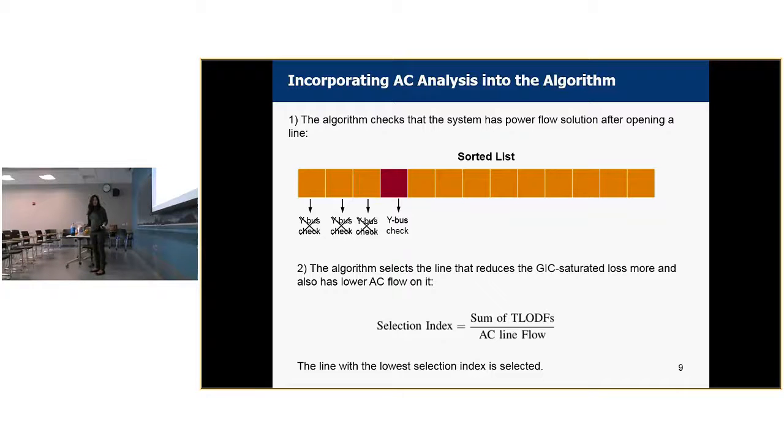The second heuristic that we use is that before we would only look at the TLODFs for our selection, but now we use this selection index. So it's a combination of TLODFs and also the AC line flows. And you see that the AC line flows are in the denominator. So you end up selecting the line that reduces the losses the most, and also has lower AC flows on it. And this is just through experimental simulation results. We saw that this will give us a better solution, as I will present later.